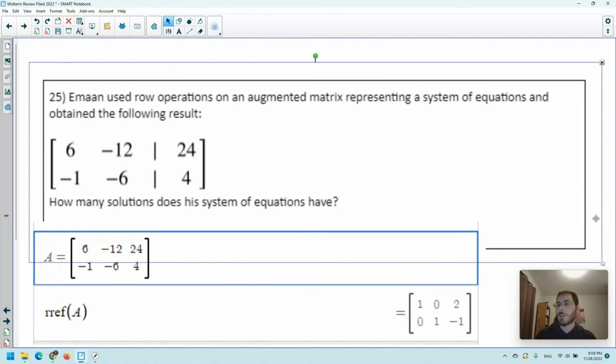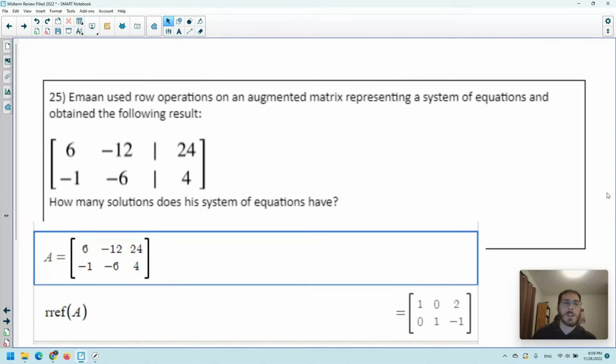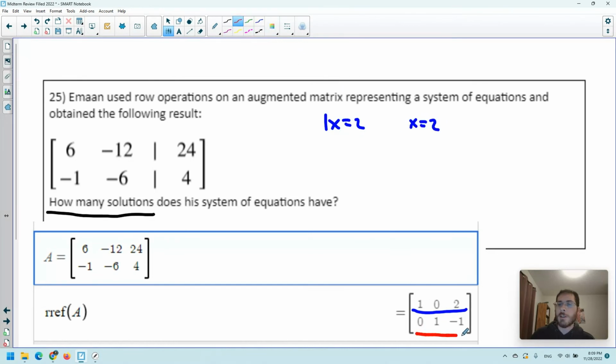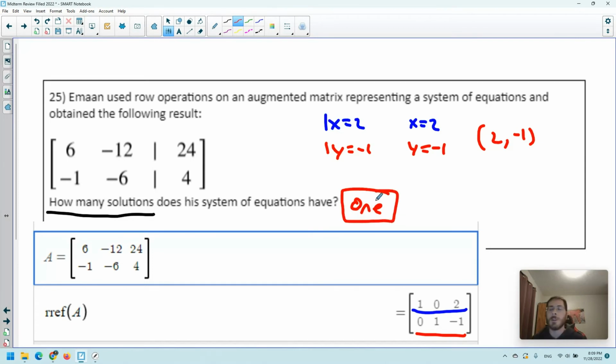But we need to reinterpret the matrix to answer the question, because the question asks how many solutions. So to reinterpret this matrix, again, we look at the top. The top says that 1x equals 2, so x equals 2. The bottom line tells me that 1y equals negative 1, so y equals negative 1. So we have just one solution, 2, negative 1. And that's the answer. So there's only one solution.